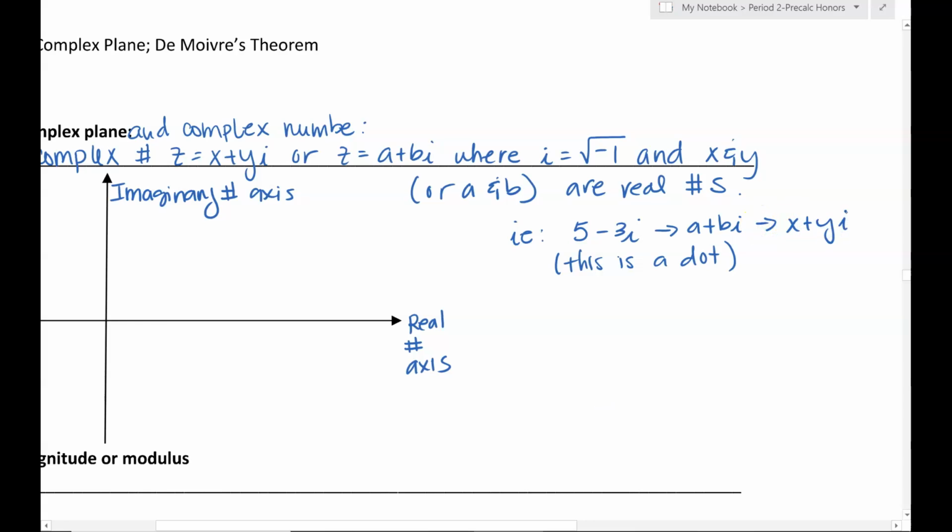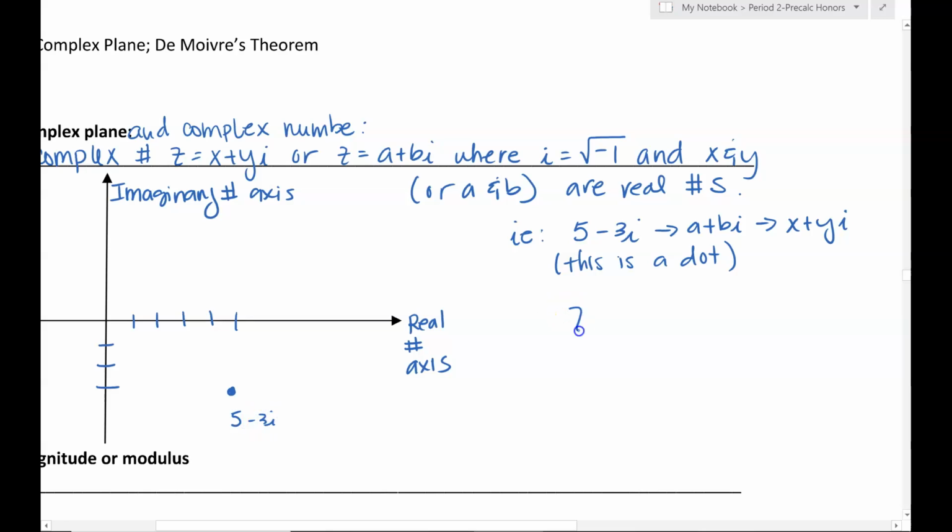Okay, so we have 5: 1, 2, 3, 4, 5. That's 5 real numbers, right? 5 on the x-axis, so that's positive, goes right. Then we have 1, 2, 3, so -3. So here we go. So this right here is 5 minus 3i, so that's your dot.